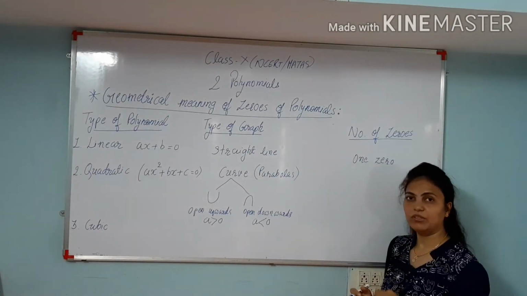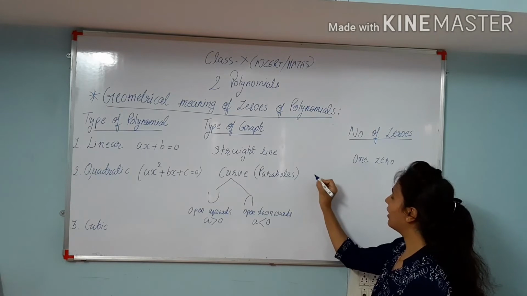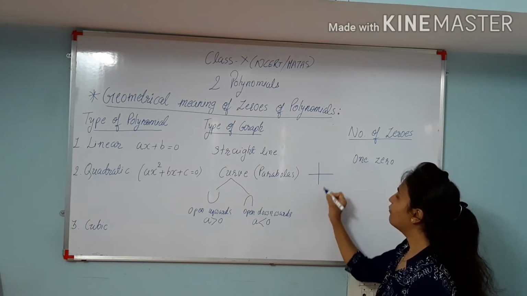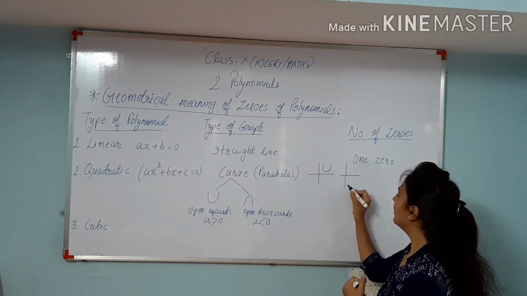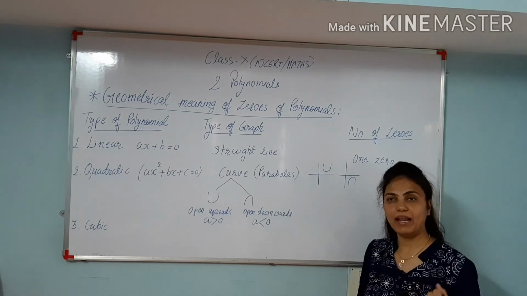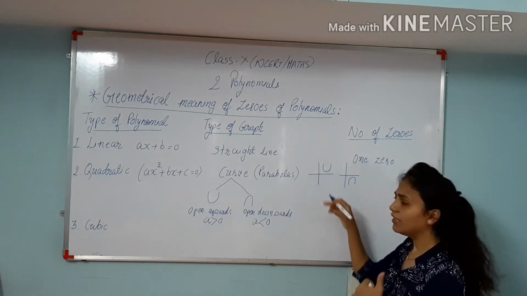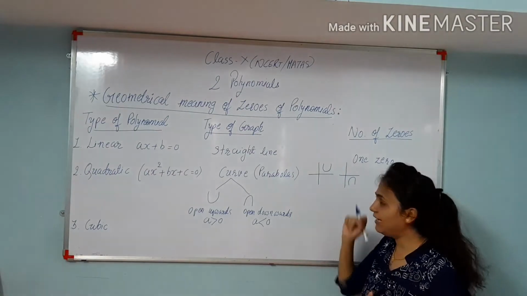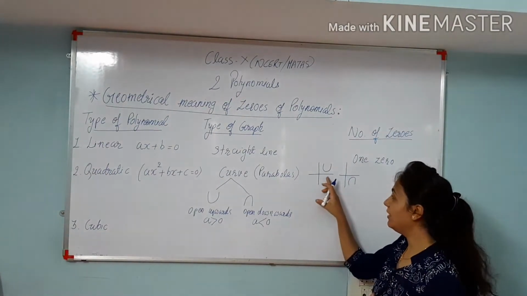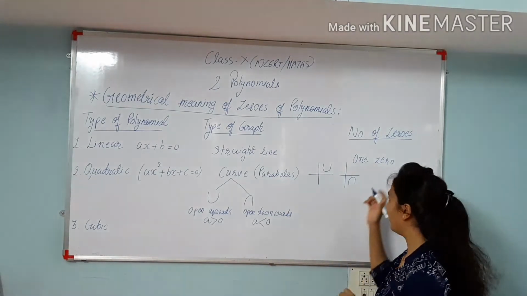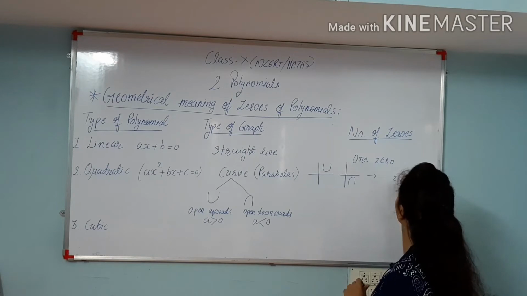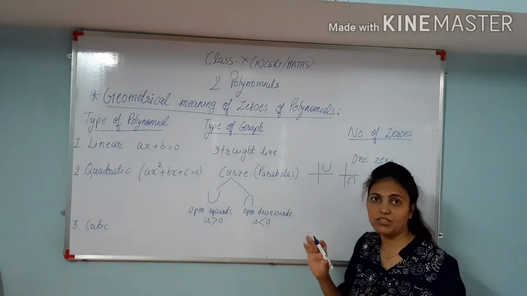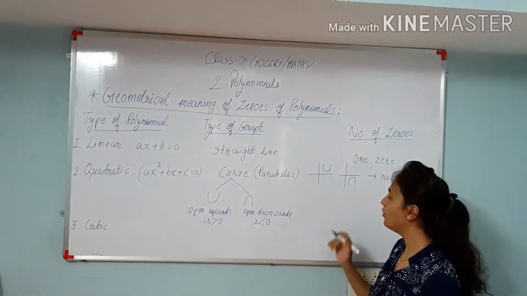Now we are going to talk about the number of zeros. See, I will draw the graph first. The graph would be like this. This is open upwards. This is open downwards. But you can notice here the graph doesn't touch any axis. Meaning this is not touching any axis. When there is such a condition, then there will be no zeros. Okay, when the graph doesn't touch any axis, then there will be no zero.